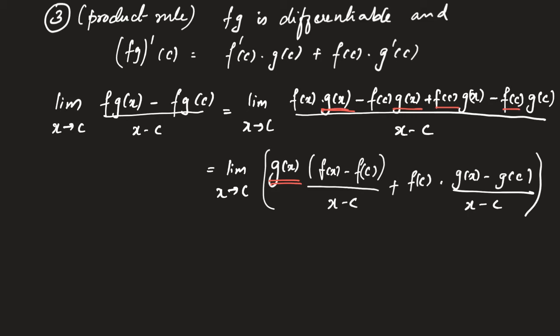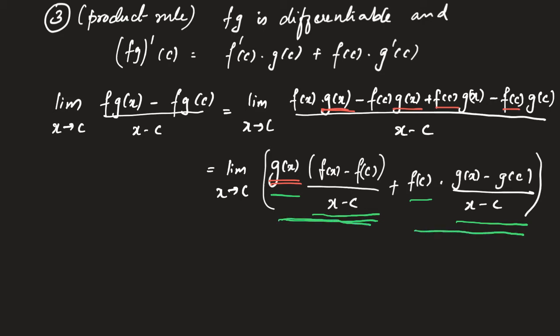But now we have something interesting. Notice that the limit of x tends to c of g of x exists because g is continuous. Why is g continuous? Because g is differentiable. Because of that, this limit exists. Similarly, this limit exists because f is differentiable. This is a constant, and this limit also exists because g is differentiable. So because of this, the limit of all these things exist. Hence, this limit exists, the total limit exists, and this limit also exists.